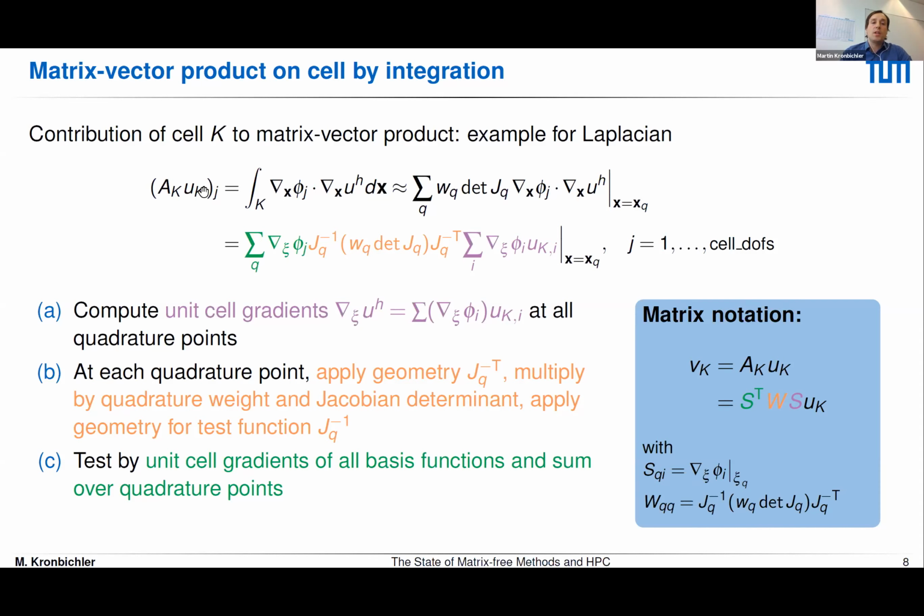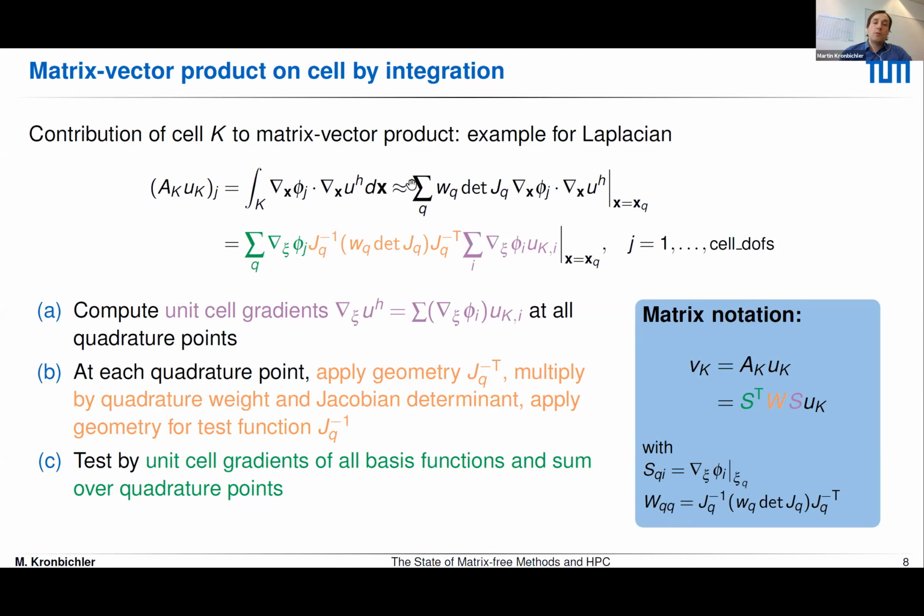So the element matrix-vector product is really looked at as an expansion of your product. Typically, when you assemble, you factor out your solution coefficients, put them outside, and then you get a matrix. When you do matrix-free, you get the solution coefficients back into the integral. So that would be the gradient of the solution u_h, and then you multiply that by the gradient of the test function to integrate over the cell.